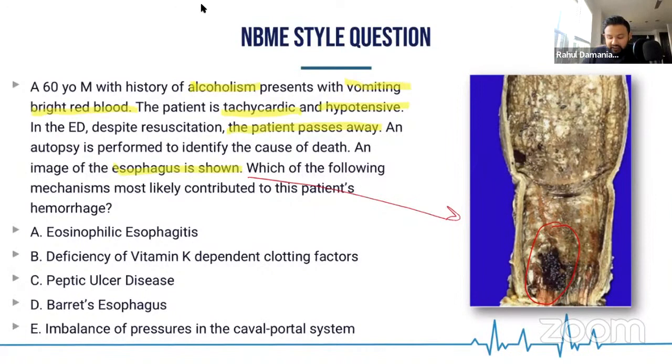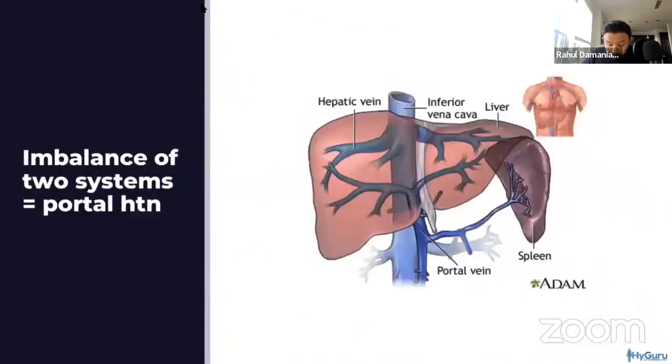Excellent. If you said E, you're absolutely correct. This is going to be a manifestation of portal hypertension. So when I think of portal hypertension, let's go through the content. Remember that from the gut, you have the portal system, and then that blood goes to the liver and gets drained into the hepatic or caval system.